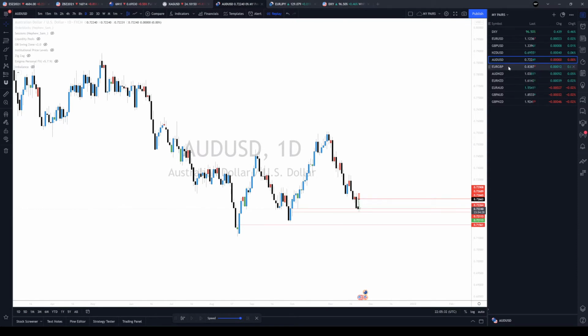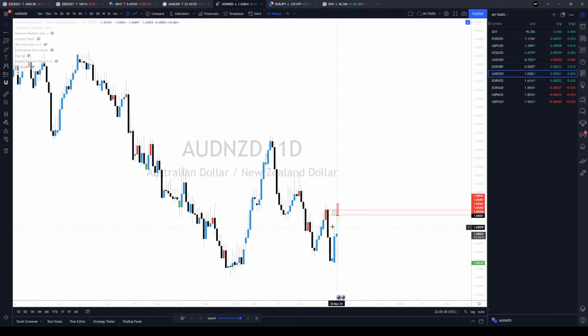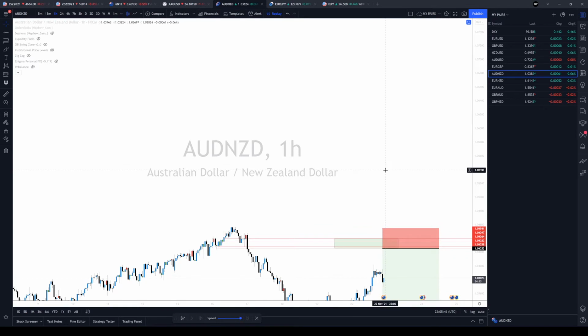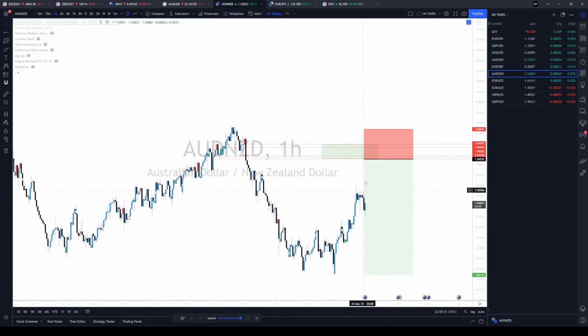Euro pound, we're still sideways, so leave that alone for now. Aussie New Zealand, going into the Asian session tonight, I want you to watch this level here. I think you can see that they are building price up to go down. So once it gets up here, this is where you'll be interested in selling short.